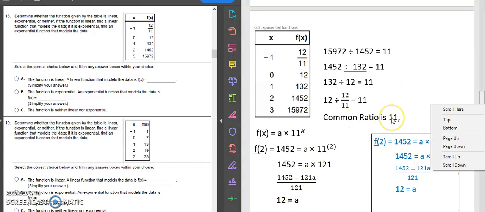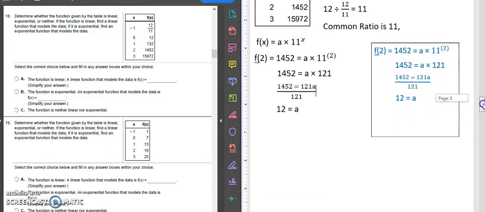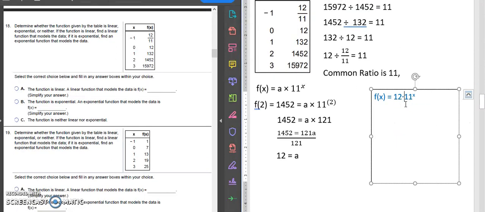We have our common ratio, which is our base, which is 11. And then we will write our final answer. Let's see, do I have it here? Here it is. So the final answer is going to be f of x equals 12 times 11 raised to the x power. So that is what you will put for problems like number 18.